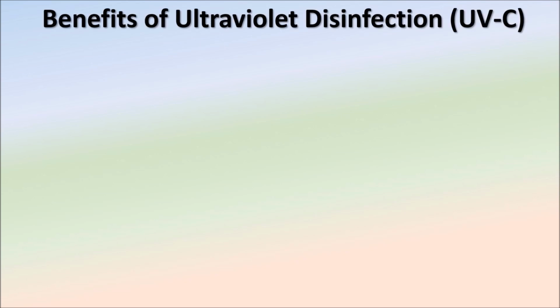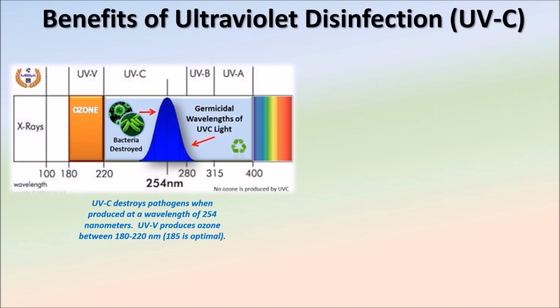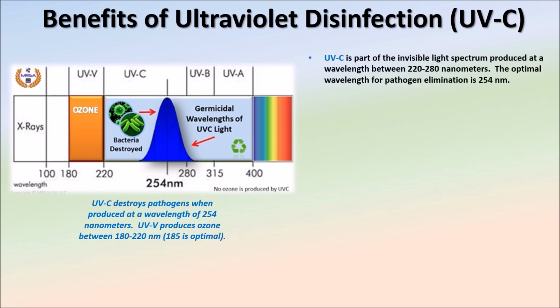Now let's switch gears away from ozone and oxidation and take a look at another rapidly emerging water sanitation technology for the pool industry: germicidal UV, often referred to as UVC. UVC is part of the invisible light spectrum, produced at a wavelength between 220 and 280 nanometers. The optimal wavelength for pathogen elimination is 254 nanometers. UVC inactivates contaminants by breaking down their molecular bonds.